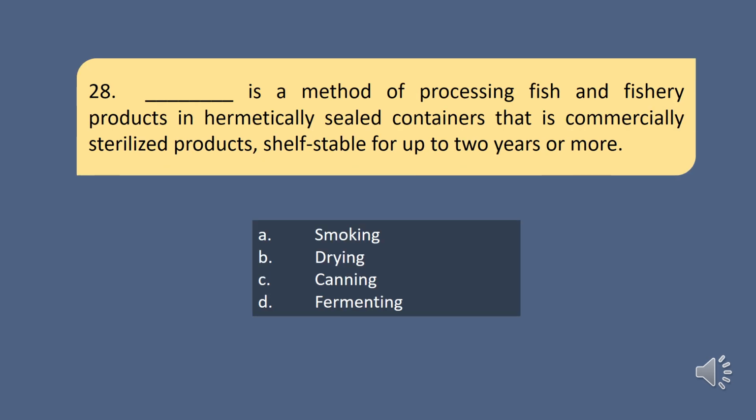28. Blank is a method of processing fish and fishery products in hermetically sealed containers that is commercially sterilized products, shelf-stable for up to 2 years or more. A. Smoking. B.